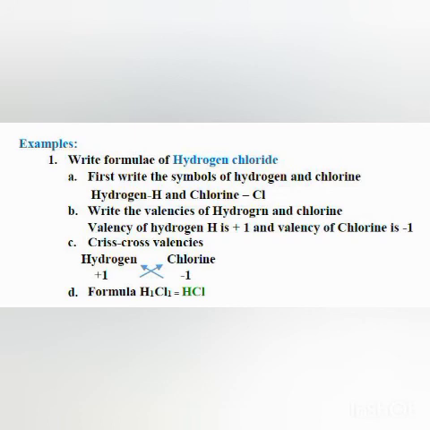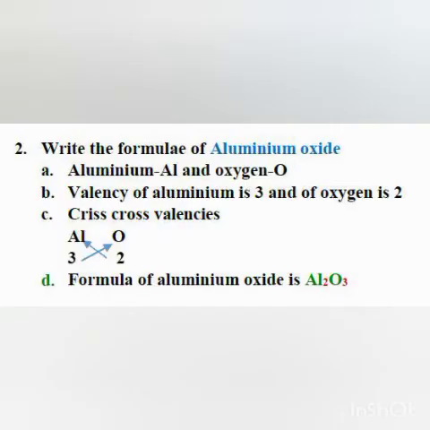Now we will see another example. Write the formula of aluminium oxide. First we write the symbols. The symbol of aluminium is Al and the symbol of oxygen is O. Then second, we write the valencies of aluminium and oxygen. The valency of aluminium is 3 and the valency of oxygen is 2.